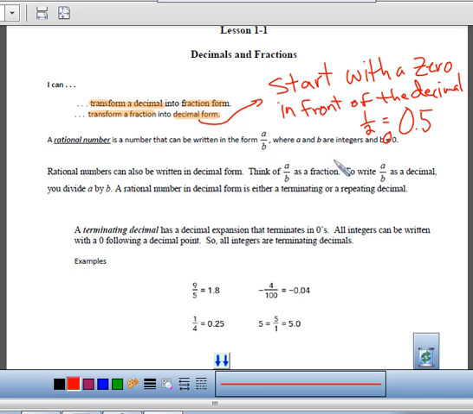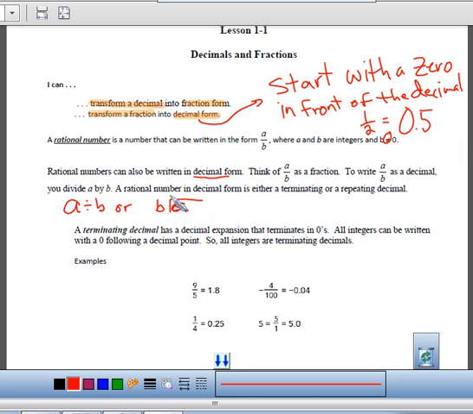Okay, rational numbers can also be written in decimal form. So besides the fraction, it can be written in decimal form. Think of a over b as a fraction. To write a over b as a decimal, you divide a divided by b. Alright? So a divided by b. Or, if we're thinking of long division, the top dog in the doghouse, so the numerator goes inside, b goes on the outside, and we do our long division to find our decimal.